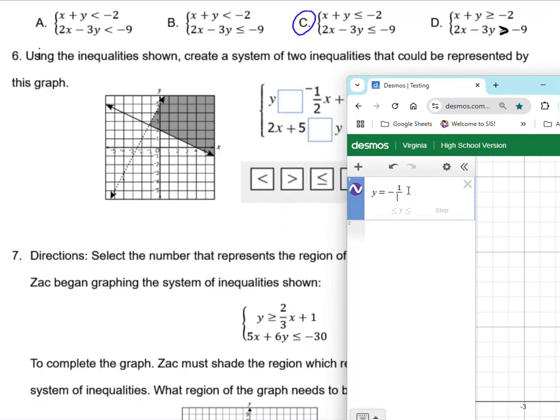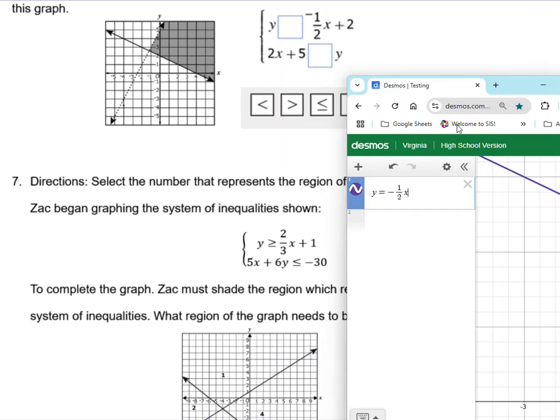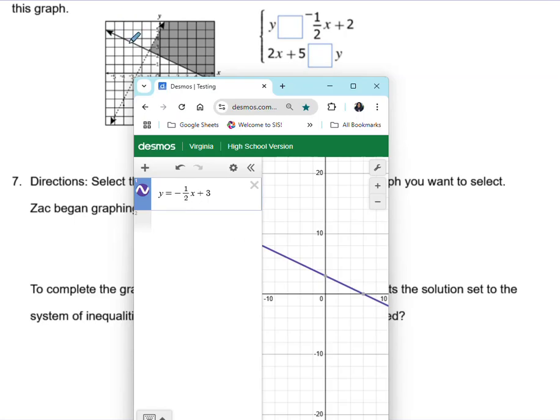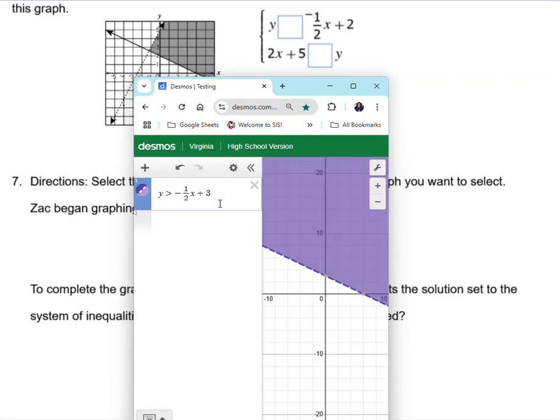So y equal to 1/2 x plus 2. Okay, so look, here's this line. So this line that I see here is this line in the purple. And notice in my graph, it's a solid line, so it's going to have to be greater than or equal to or less than or equal to. I'm going to say greater than because it's being shaded above that line, right? So I'm going to say greater than or equal to, so that's my first inequality.